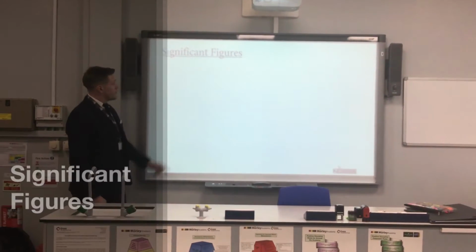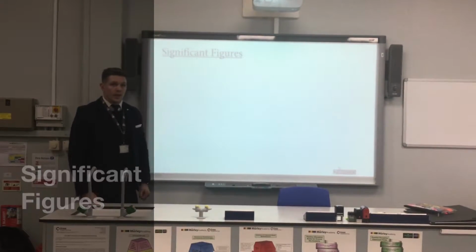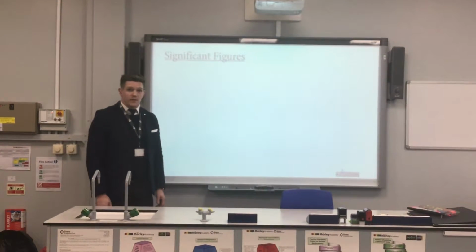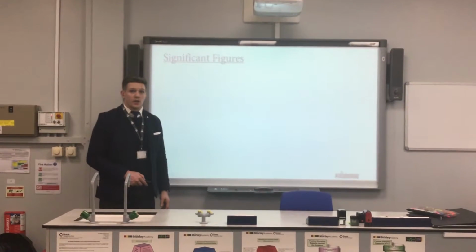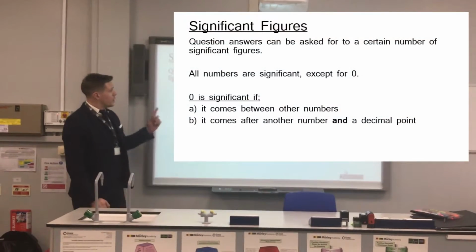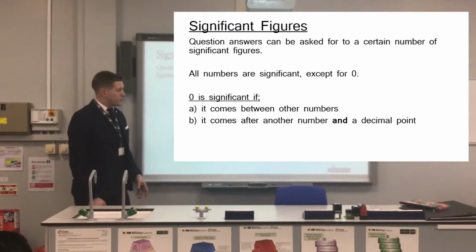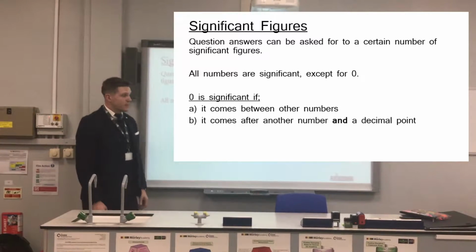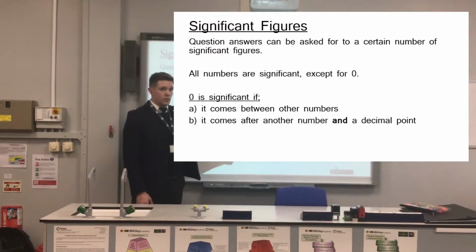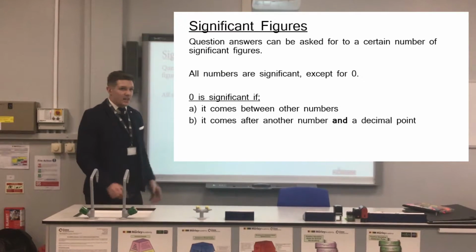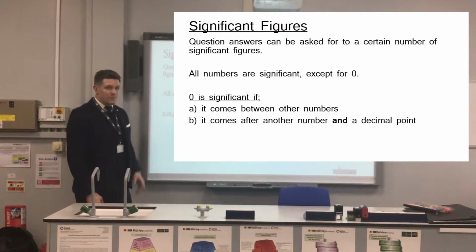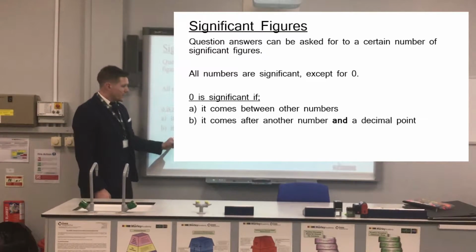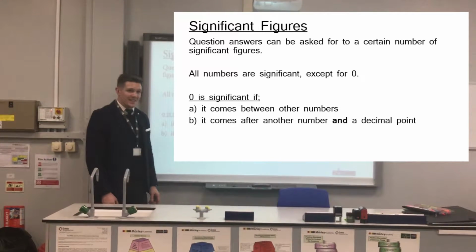The second key skill then, significant figures. Now, same as before, if it's in maths, it's doing it the same way. And again, with the significant figures, there are some key ideas that we're going to continuously go back to. They might ask you for an answer to be in a certain number of significant figures. So what we're going to do is assume all numbers are significant except for 0. But that comes with a little bit of extras, because 0 can be significant if it comes between other numbers or it comes after another number and a decimal point.